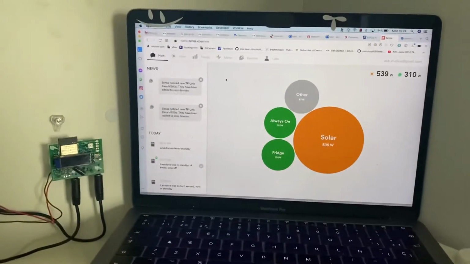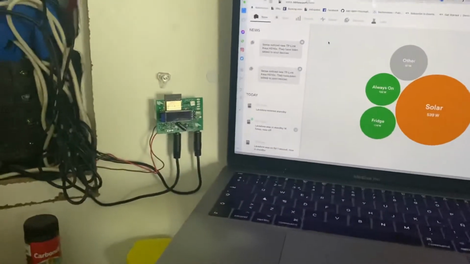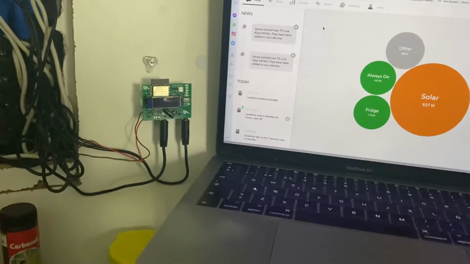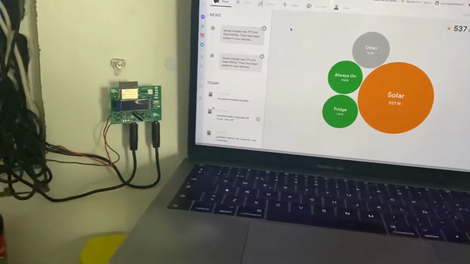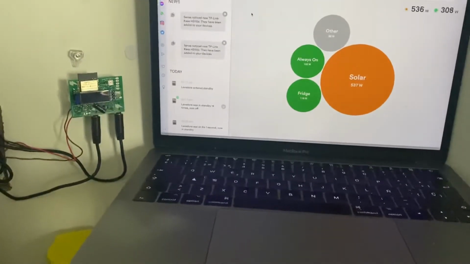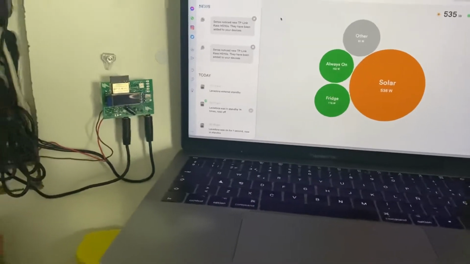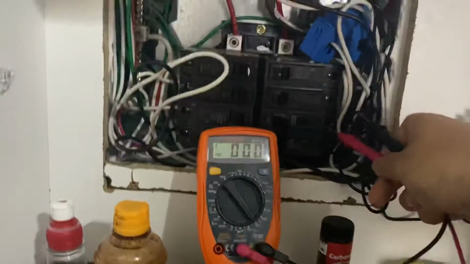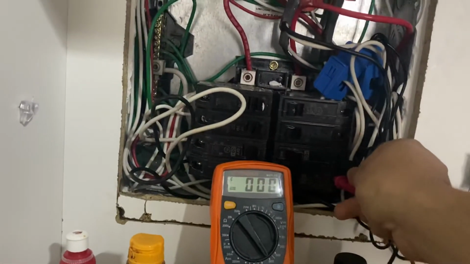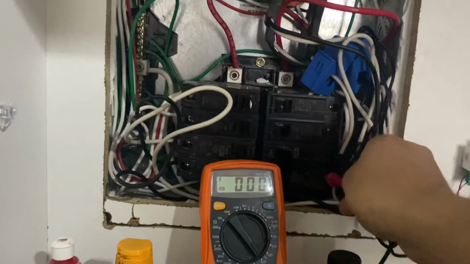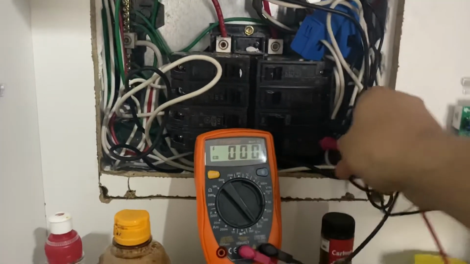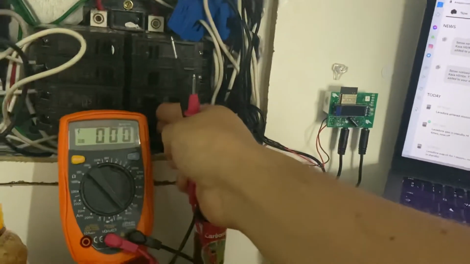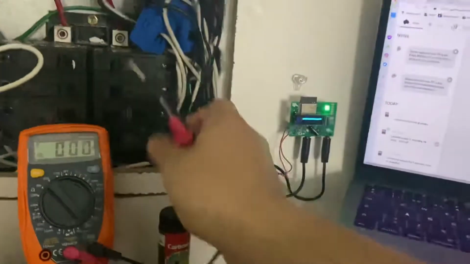I have also here my MySense account opened, and as you can see, I have around 300 watts of usage right now, and I'm gonna measure the voltage here in my AC. It should be zero, as you can see, because, well, it's off. Okay, so I'm gonna turn it on. And it will turn on this one also, okay?